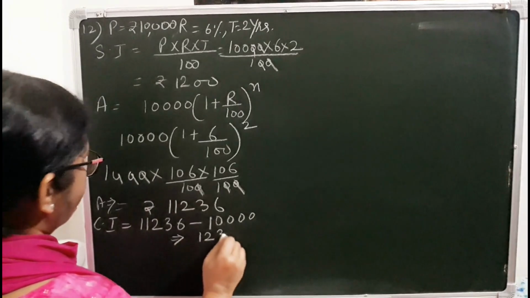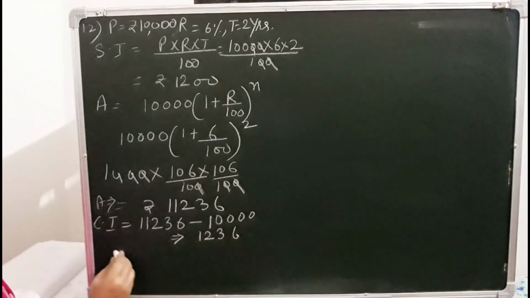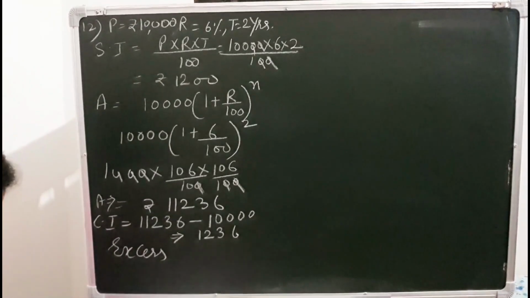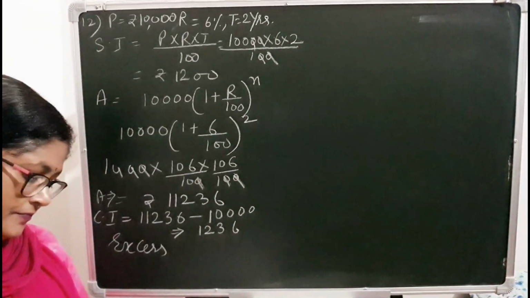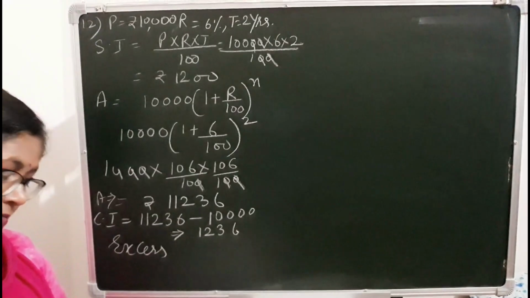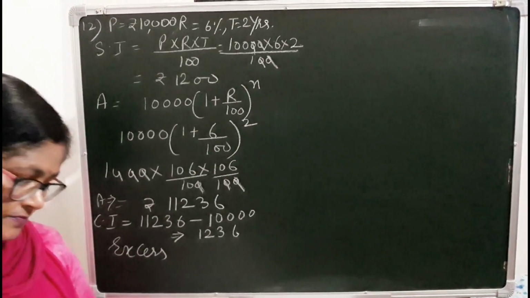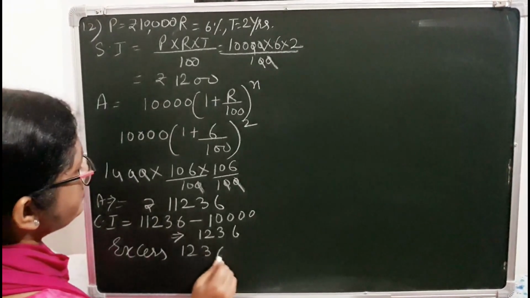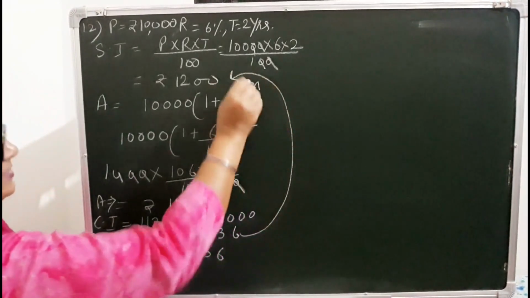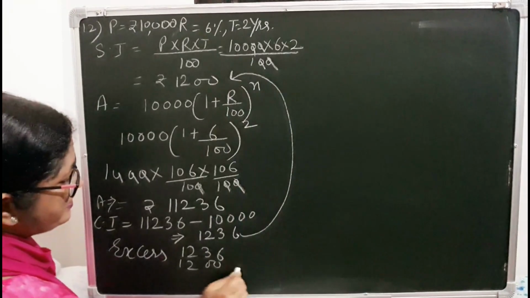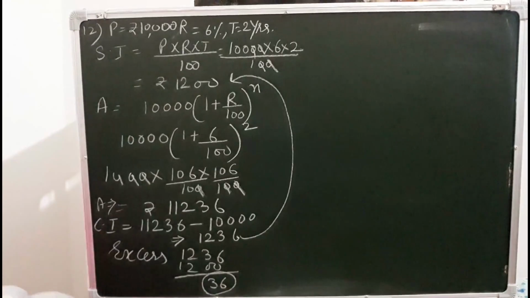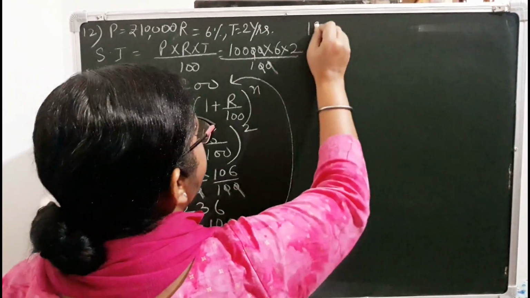Is 1236. Now in the question, the last line is what excess amount he has to pay to him. Excess amount: 1236 minus simple interest 1200. Means he has to pay rupees 36. Now question number 13.